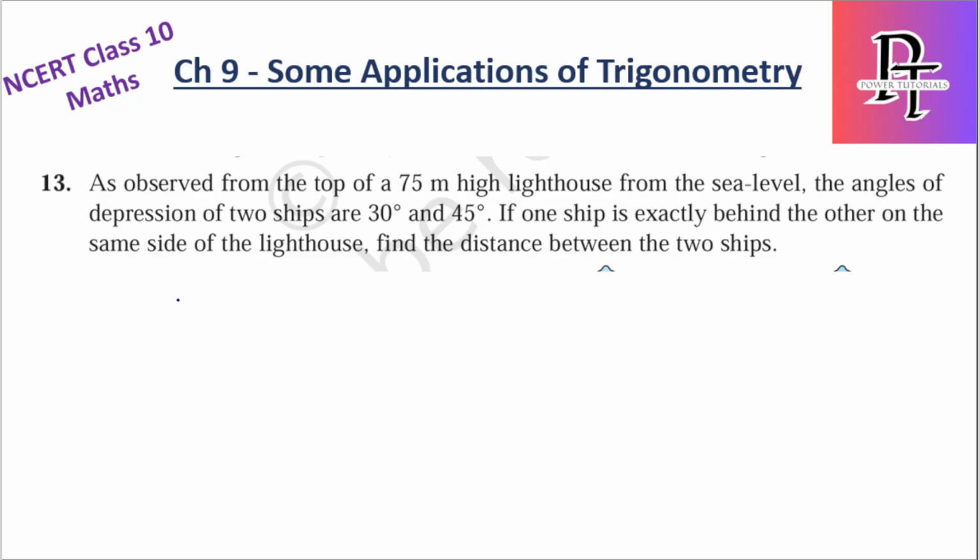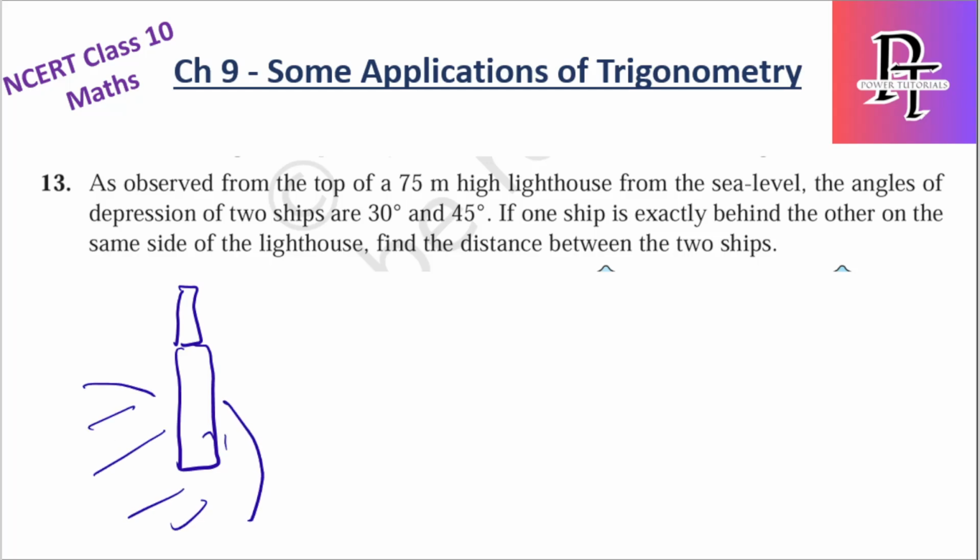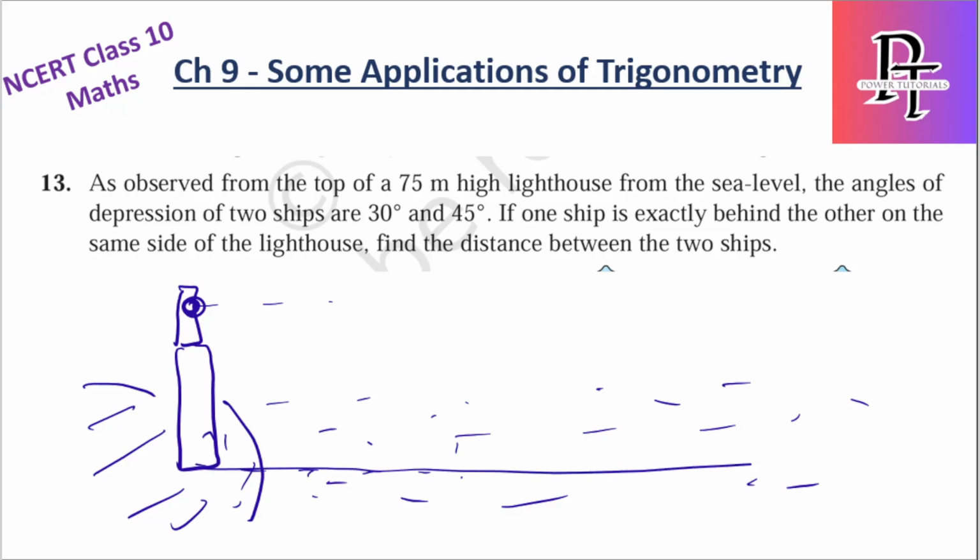I hope everyone knows what a lighthouse is. A lighthouse supplies light to the ships present on the seashore. So this is a lighthouse on the shore, which has a light, and this is the sea. On the sea, let's suppose the ships are on the same line. Let's mark one same line here.